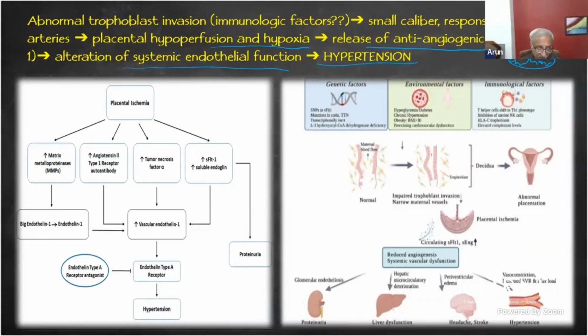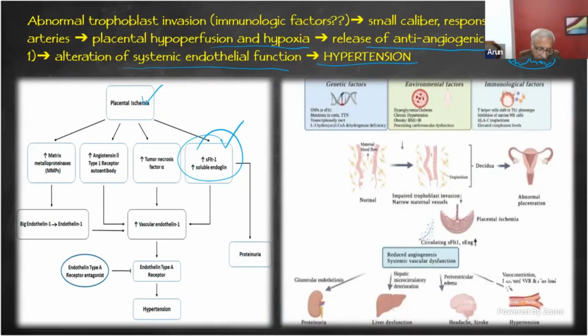So we have placental ischemia that leads to an increase in matrix metalloproteinases, increased angiotensin 2, increased tumor necrosis factor, increased sFLT1, and increased soluble endoglin. These two are proteins which you will always hear from your examiner also: how will you predict, what are the biomarkers to predict preeclampsia? All right. So these are two important things which they ask you most of the times.